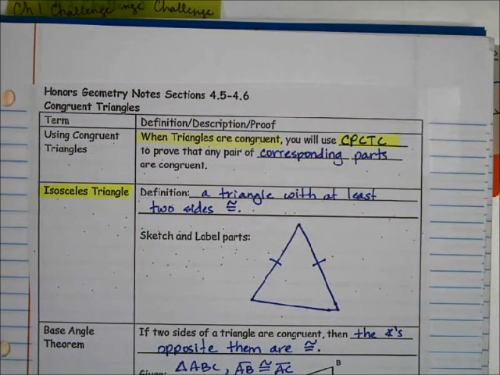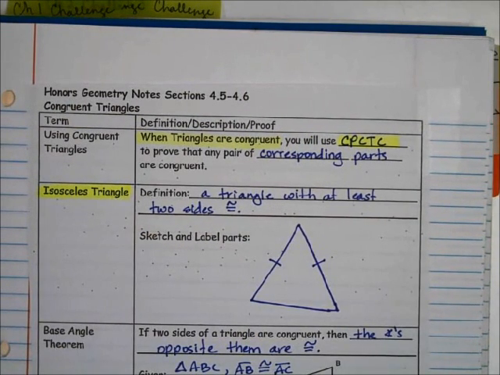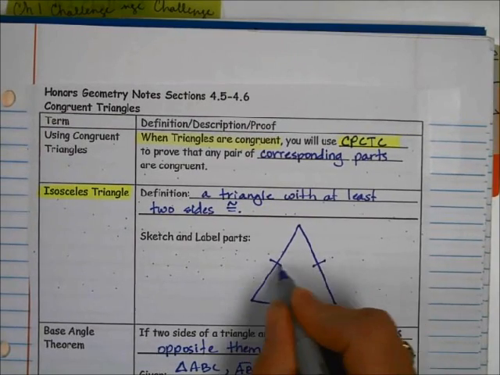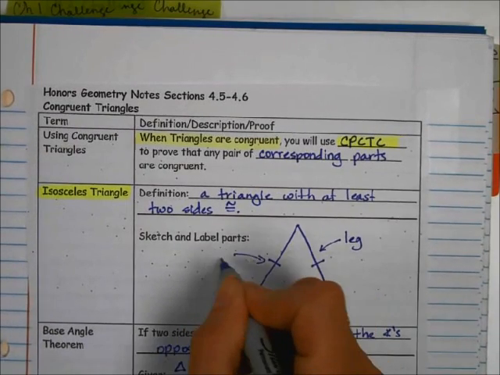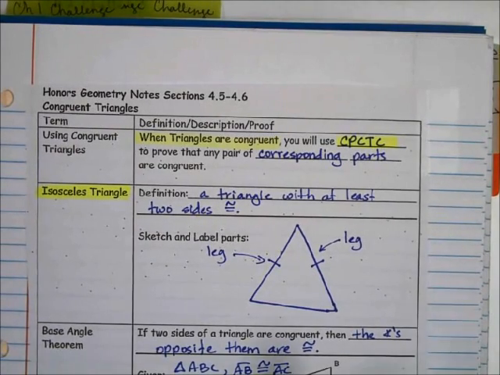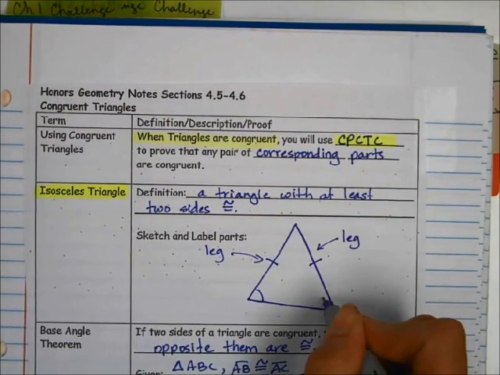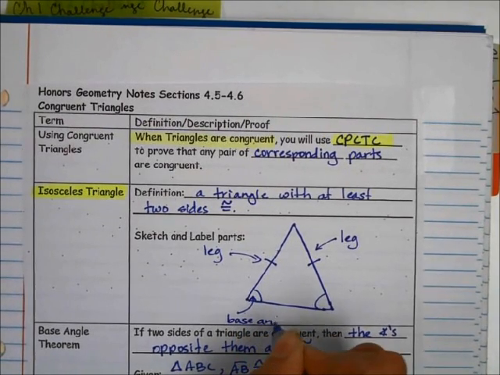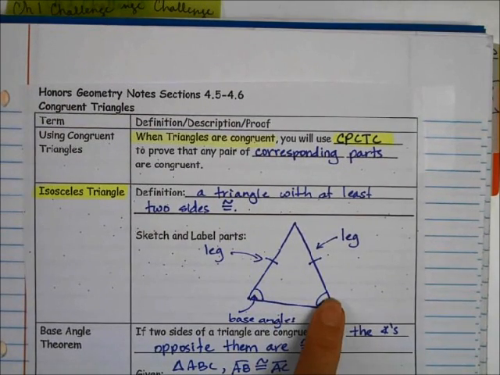The isosceles triangle is a triangle with at least two congruent sides, and we've talked about that before. I do want to make sure that you have all the parts labeled. Remember we talked about this in class, that the two congruent sides are actually called legs. So this is a leg and this is a leg. And then the angles down here at the base are called base angles. Base angles here and here. So you've got two base angles.